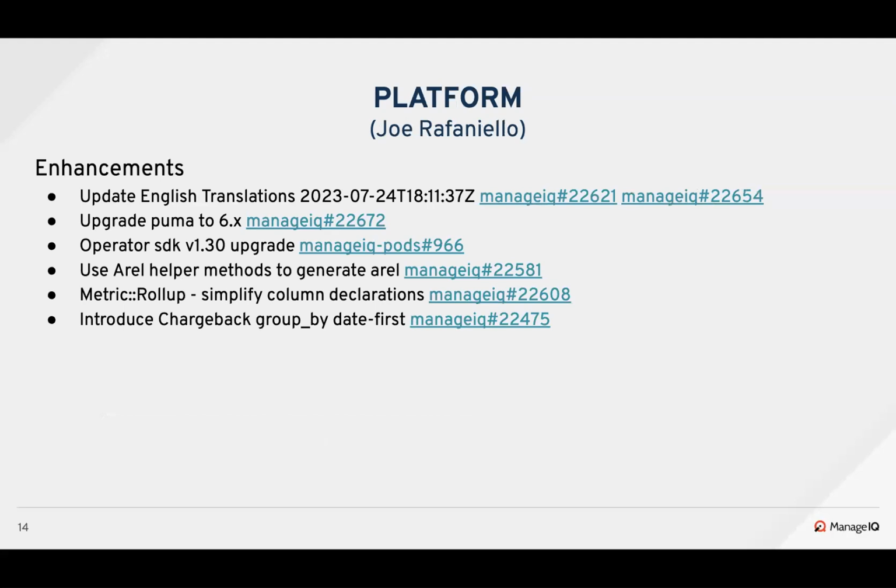Okay, thanks, Adam. For platform enhancements, as mentioned previously within the UI, the translations were updated based upon the July 24th code. Keenan updated Puma to version 6. Brandon updated the Kubernetes Operator SDK to version 1.30. Then Keenan had 2 refactorings around the Arel helpers for generating Arel and to simplify the metric rollup column declarations. And he also added to chargeback the concept of group by date first. For platform bugs, next slide.